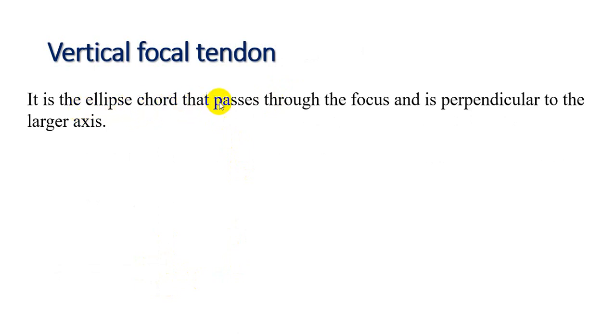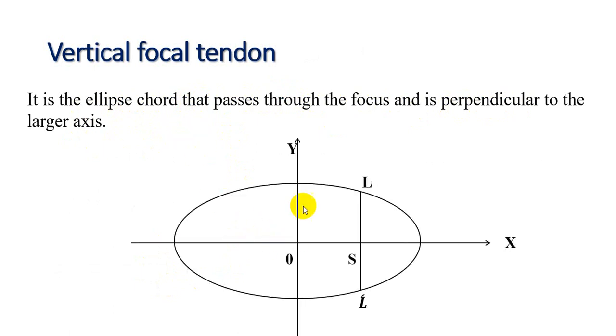It is the ellipse chord that passes through the focus and is perpendicular to the major axis. If that's the largest one and this is the smallest one, then that's the chord which comes through that focus point, parallel to y and perpendicular to x. So we call it the chord, the length of the chord, that which goes from L to L dash. So the length of it is S.